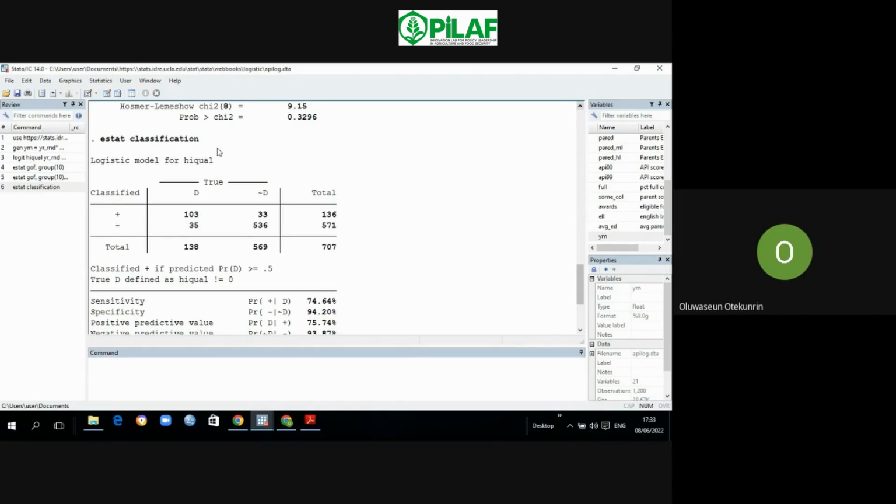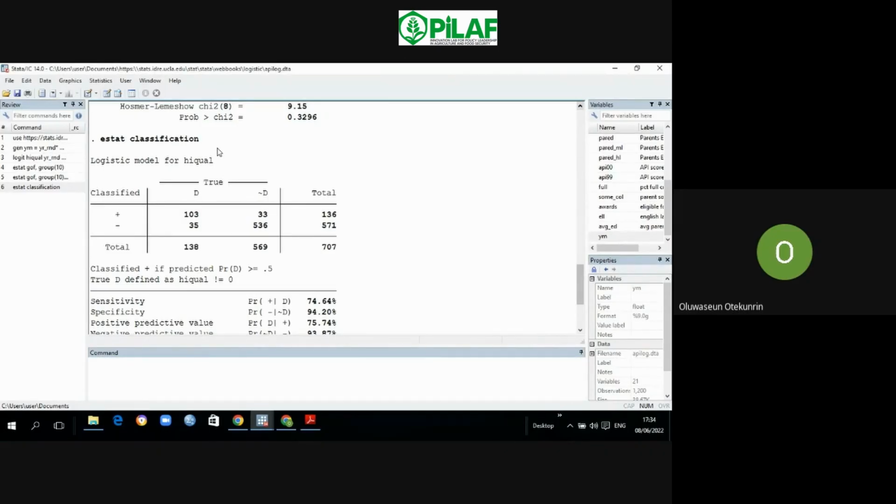Then true D is defined as not equal to 0. So that means that our true D is our positive. The other one is the other side.